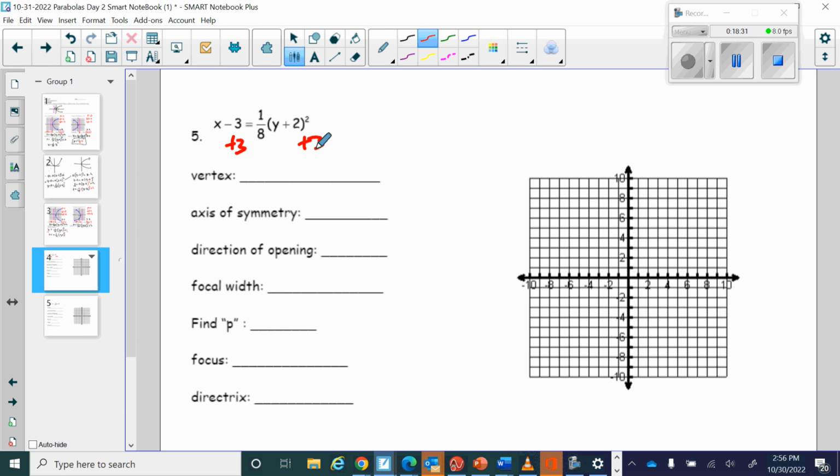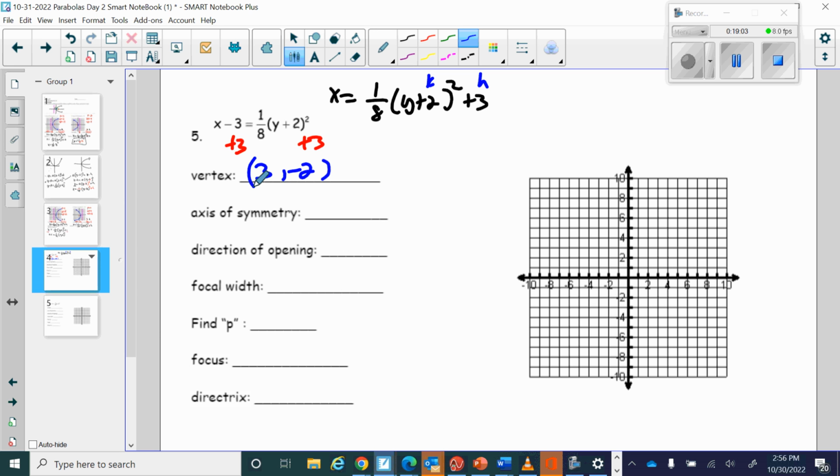If I do that, it gives me x is equal to 1/8 times (y plus 2) squared plus 3. Now you can see the vertex clearer, right? So my h and k: this is my h, that's my k. But for the k, you've got to flip the sign. So my vertex is going to be (3, -2). That's my vertex.